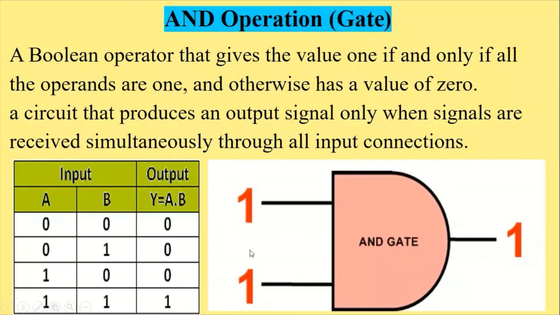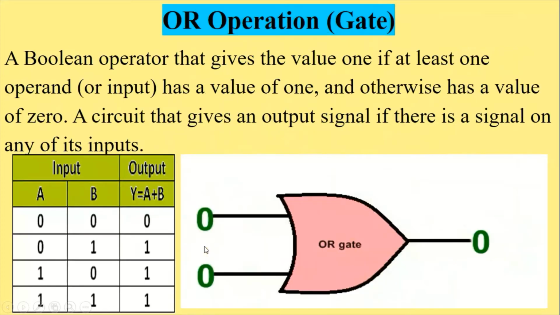If there is 2 times 1, so we will get 1. So let's move towards the next operation, that is called OR operation or OR gate. A Boolean operator that gives the value 1 if at least one operand or input has a value of 1, and otherwise has a value of 0. A circuit that gives an output signal if there is a single signal on any of its inputs.